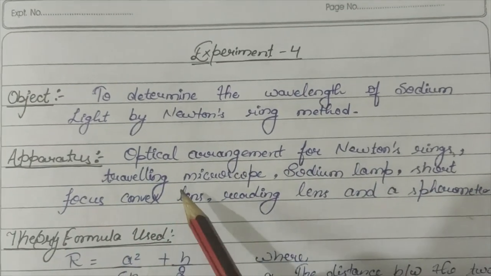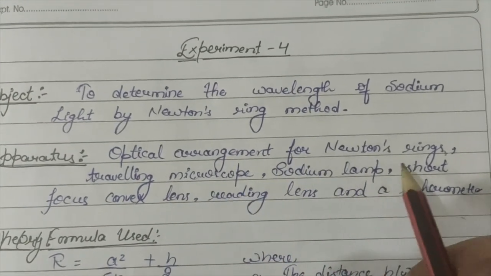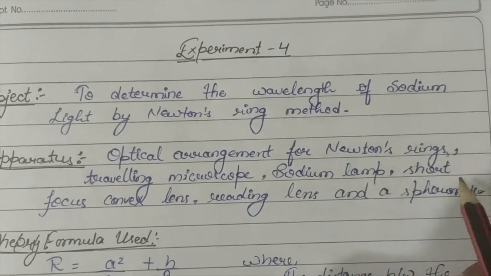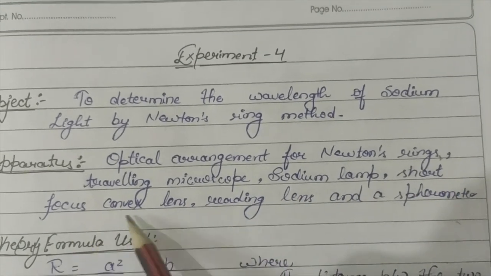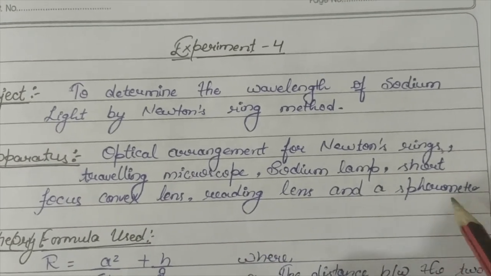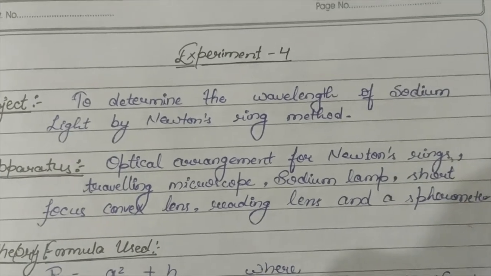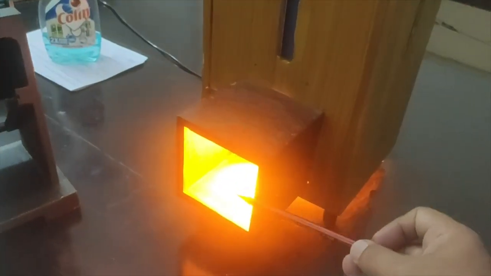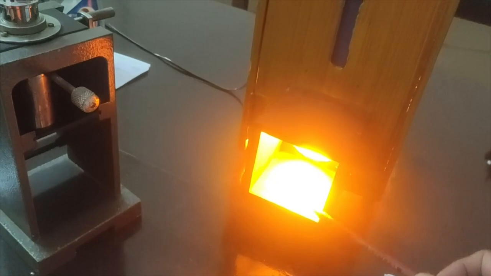So the apparatus I need is an optical arrangement for Newton's ring, a traveling microscope, a sodium lamp, a short focus convex lens, a reading lens, and a spherometer. So the apparatus are like this. This is my sodium lamp arrangement. This is my sodium lamp from which I'm getting the light source.